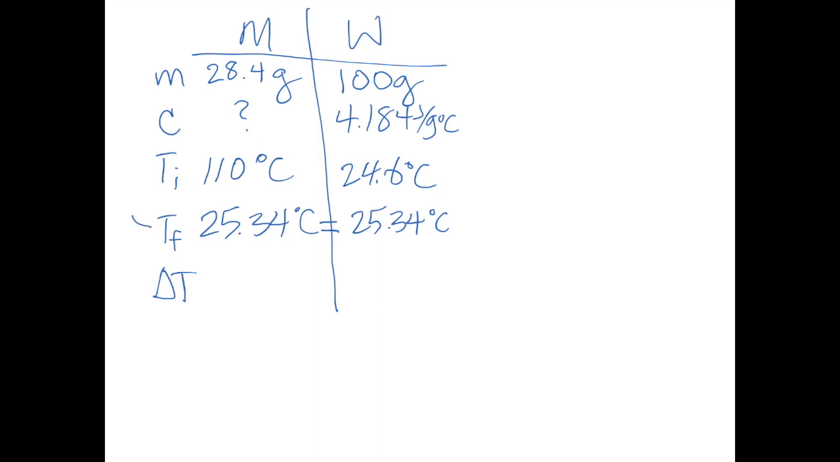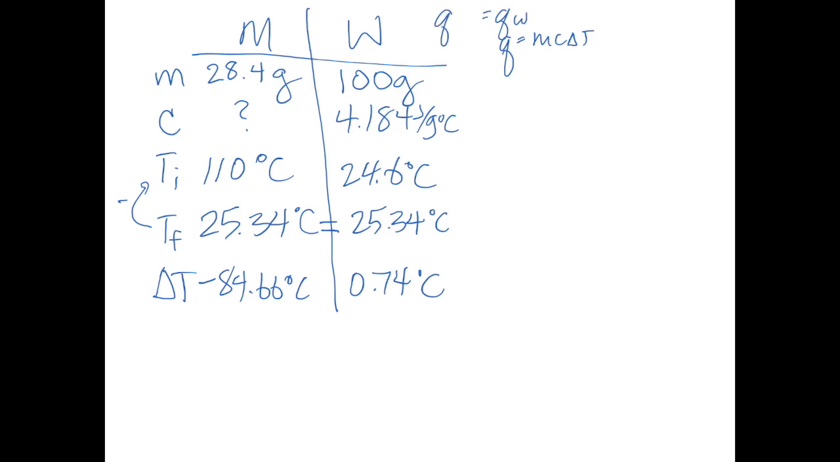Final minus initial is going to give us our delta T. So we subtract, and I'm going to get negative 84.66 degrees C. And here I'm getting 0.74 degrees C. Huge difference in temperature change. So remember, there's all the information that I need, and we're going to say Q equals MC delta T. And we also know that Q for the metal is negative Q for the water. So let's go ahead and plug those in.